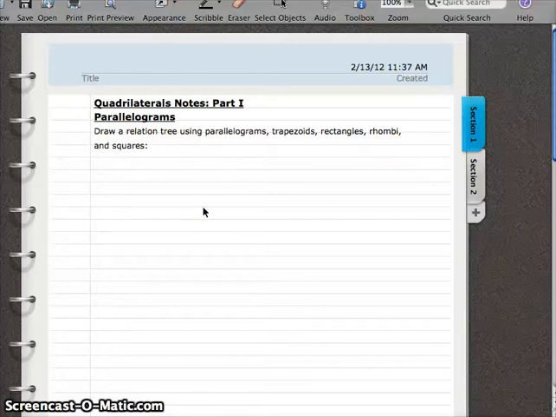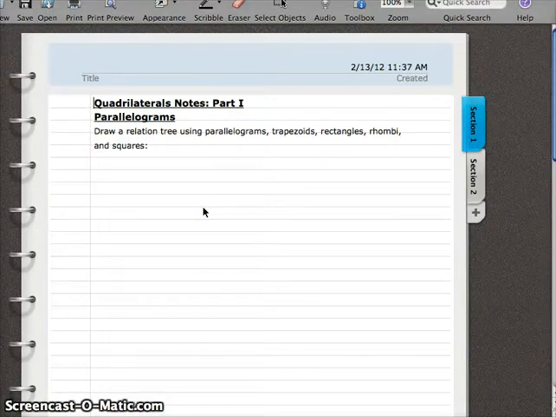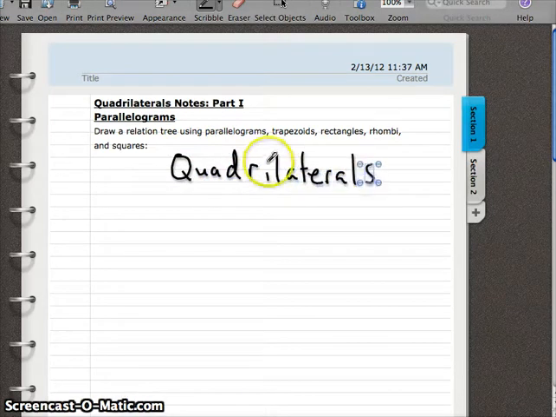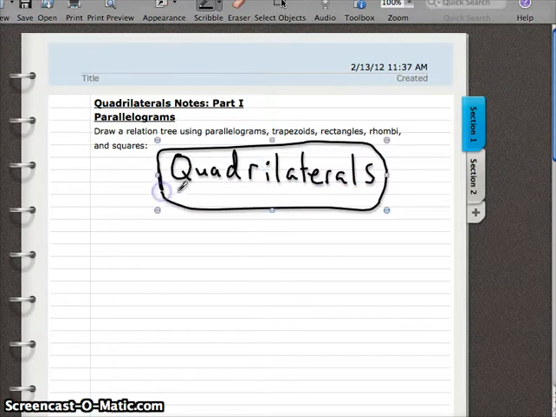In this video, we're going to be introducing quadrilaterals. Quadrilaterals are four-sided shapes. So let's just draw a family tree to give us an idea of what we're about to look at in the next few videos. So up at the top of our tree are all quadrilaterals. Any four-sided shape, right? Four sides.